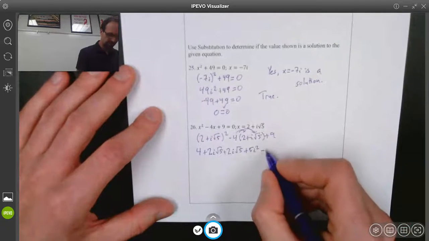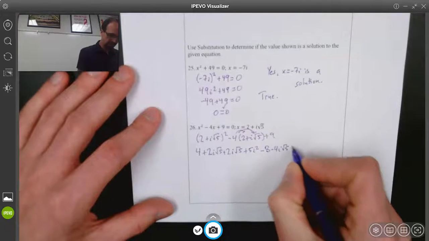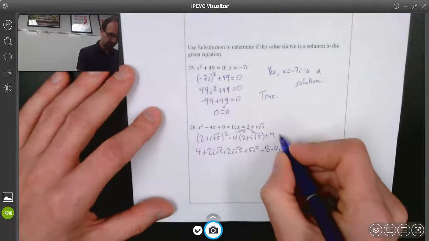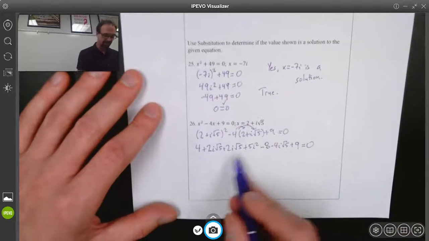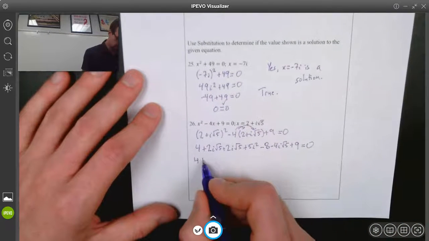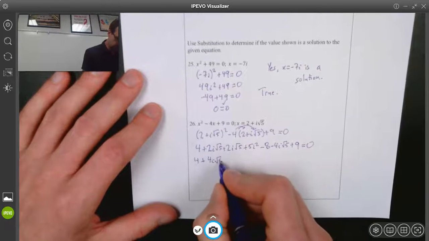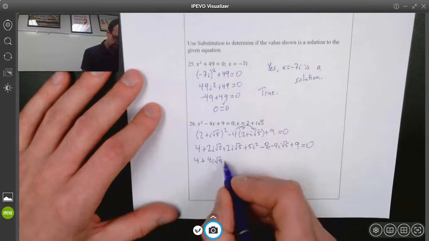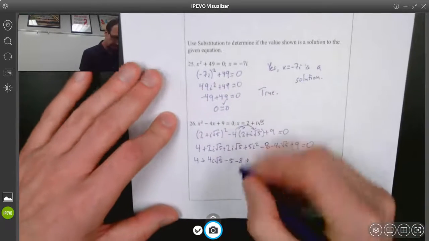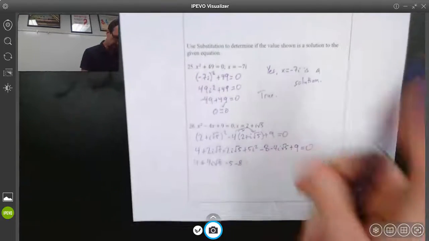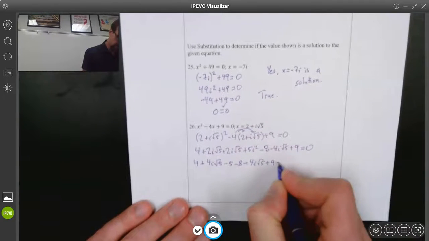I'm going to continue simplifying this later, but I'm going to finish out the rest. Again, going through distributing this. That's going to be negative 8 minus 4i root 5 plus 9. Oh, forgot to bring down the equal 0. My apologies. And then now if I combine these together, I'm going to have 4 plus 4i root 5, plus 5i squared, so it's going to be minus 5, minus 8, minus 4i root 5, plus 9 equals 0.